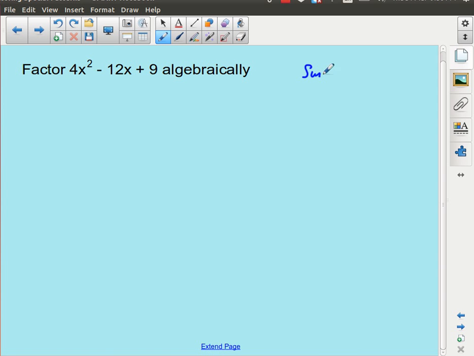We have a sum of this middle term, that's negative 12. We have a product of the first term times the last term, and that's 4 times 9, that's 36. What are two numbers that multiply to positive 36 and add to negative 12? And so 6 times 6 is equal to positive 36, but I want to add to negative 12, so I actually do negative 6 times negative 6. So those are my two integers.